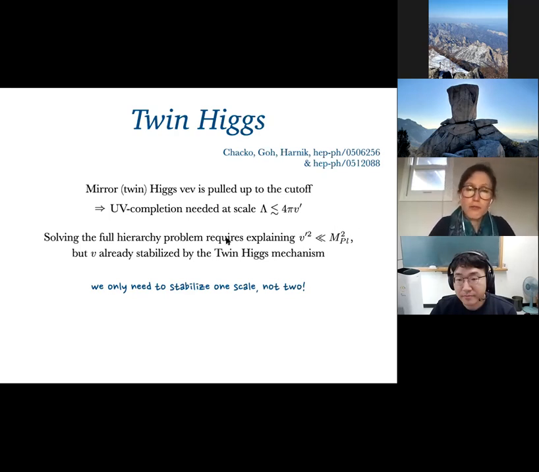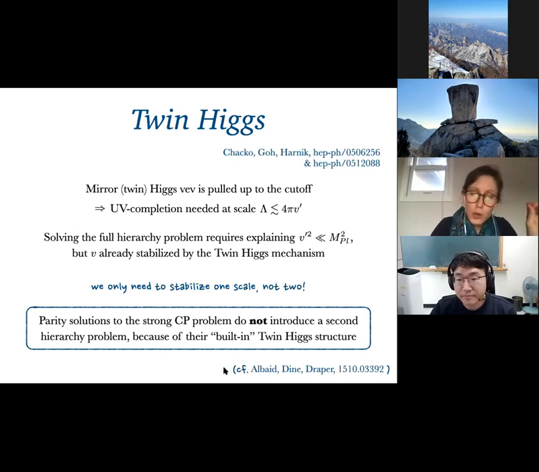So solving the full hierarchy problem still requires explaining why this scale v' is much smaller than the Planck scale. But the weak scale, so the Higgs VEV in the standard model, is already stabilized by the twin Higgs mechanism. So a hierarchy between v and v' still requires fine tuning. And this is what I was calling earlier on the irreducible amount of fine tuning in these models. But with respect to the Planck scale, there is only one scale that we need to stabilize, not two, okay?